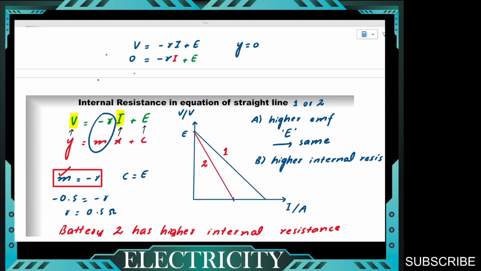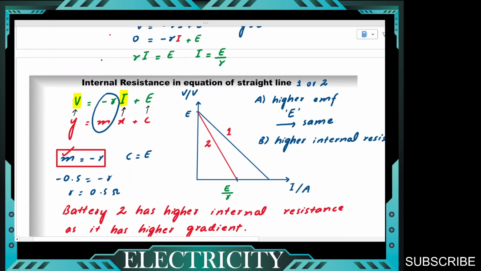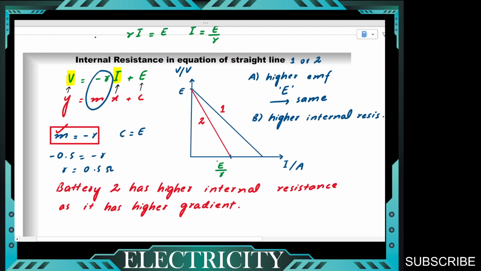What do we get then? Well, you can shift r I on the other side, equals to E, and then I equals to E divided by R. So this is what x-intercept represents, E divided by R. And you see, on x-axis we have current, which would be measured in amperes. So the unit of this expression has to be amperes once again.